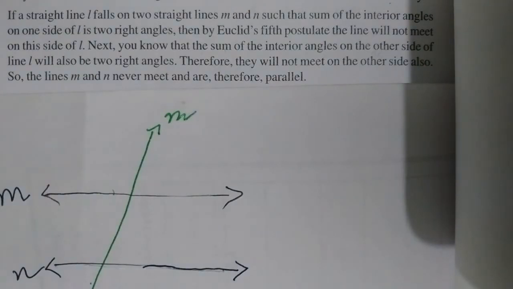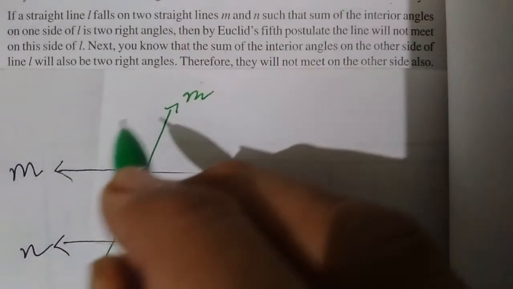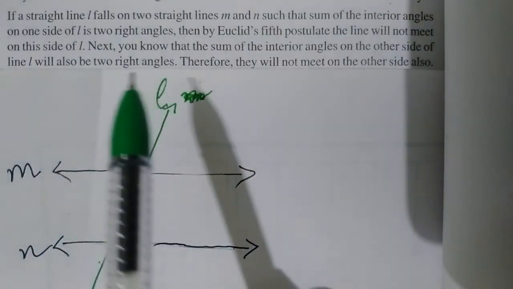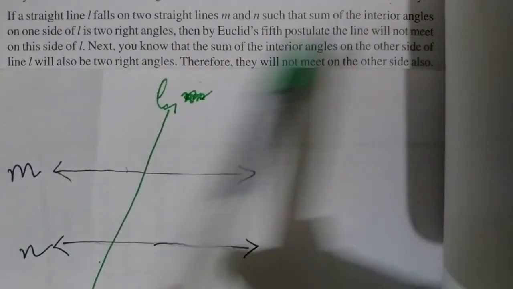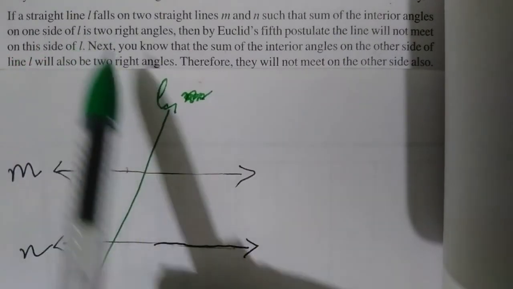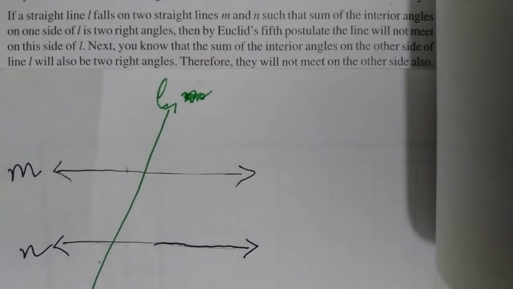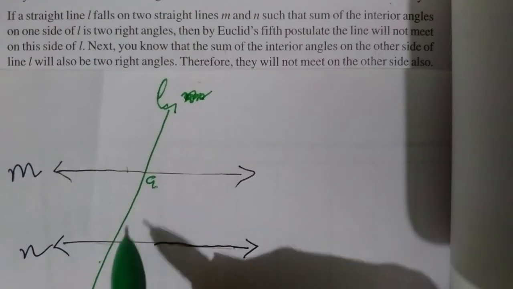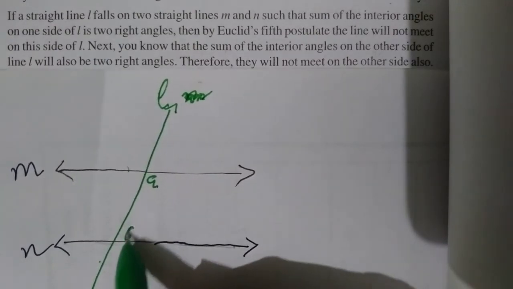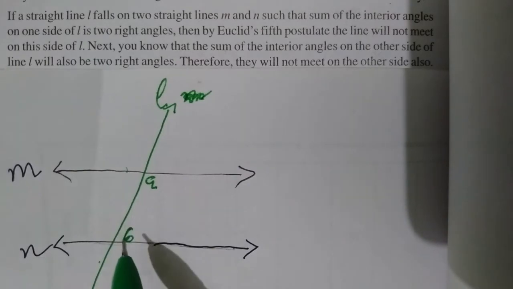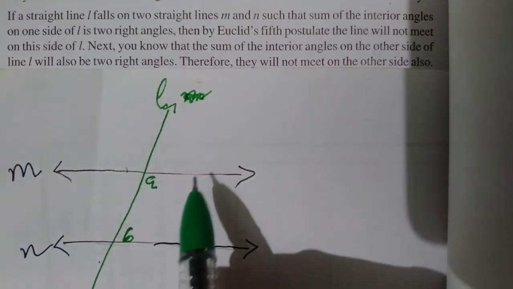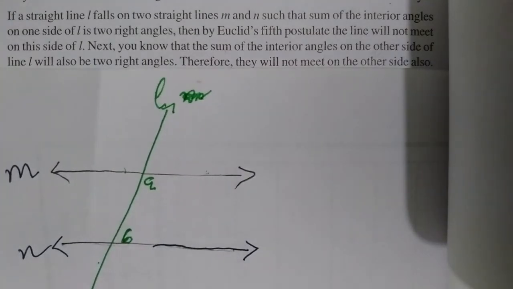So children, here we have line M. Now children, this is L, children. Okay. Here, the interior angles on one side of L, suppose we take this side, then you can see that the sum of this side A and B is what we know as two right angles. Two right angles means 180. Then on this side of L, these two lines will not intersect.